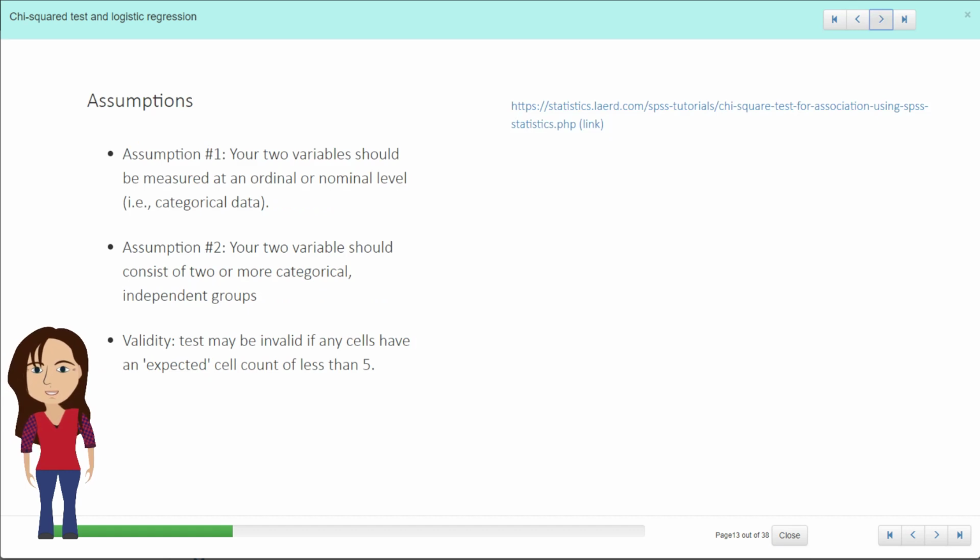The assumptions for the chi-square test are that the two variables are measured at an ordinal or nominal level, so it should be categorical data. Your two variables should consist of two or more categorical independent groups. So again, that independence of observations assumption. And the test may be invalid if any cells have an expected cell count of less than 5. Now, this is not the observed cell count, it's the expected cell count that we would expect under the null hypothesis that the two groups have the same proportions. And so we can't tell that until we calculate those expected values and run the test.